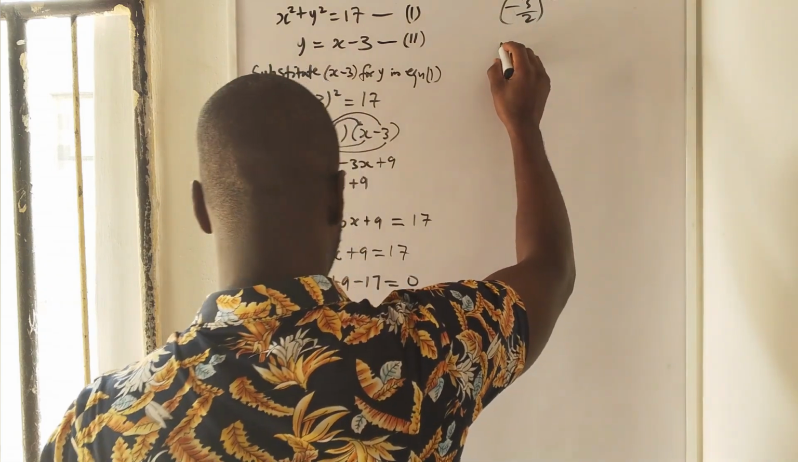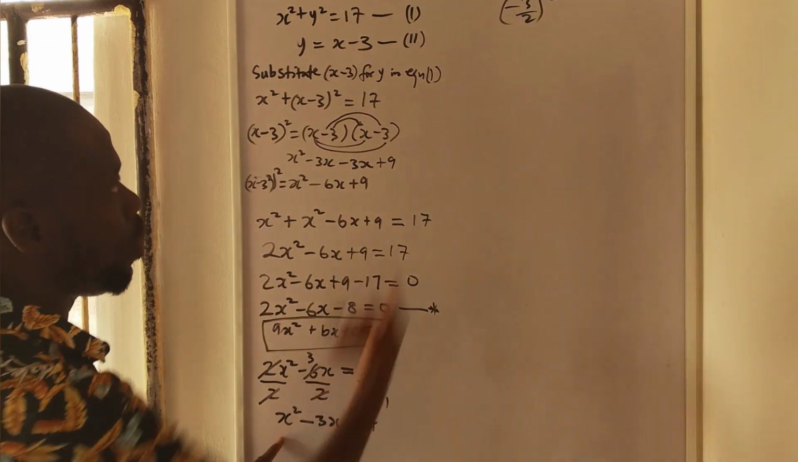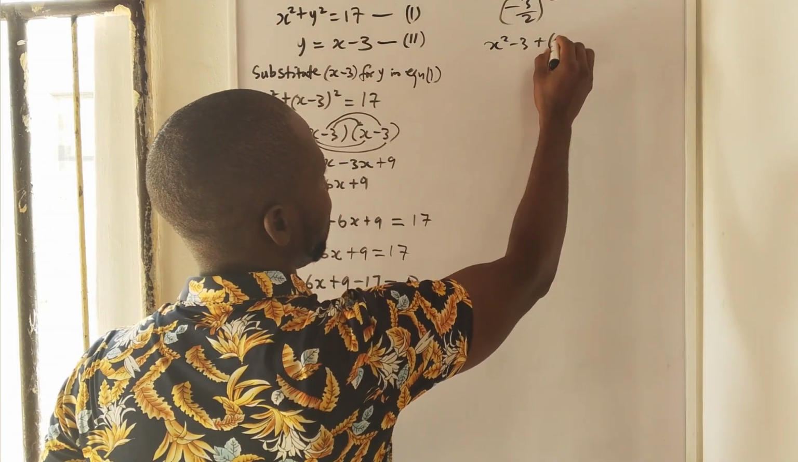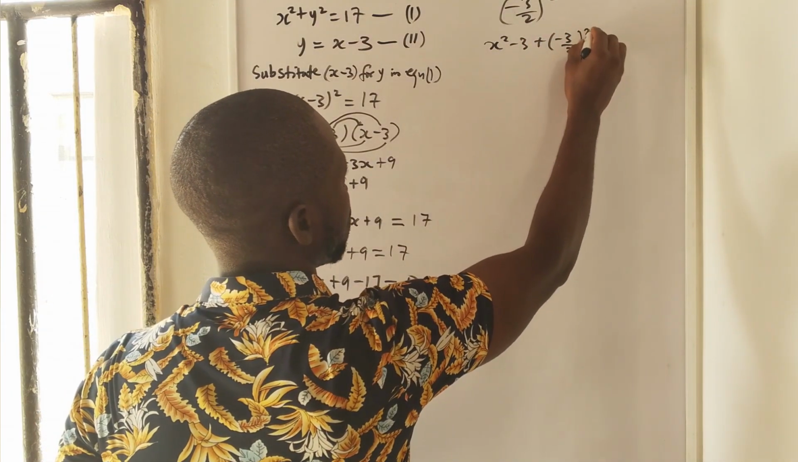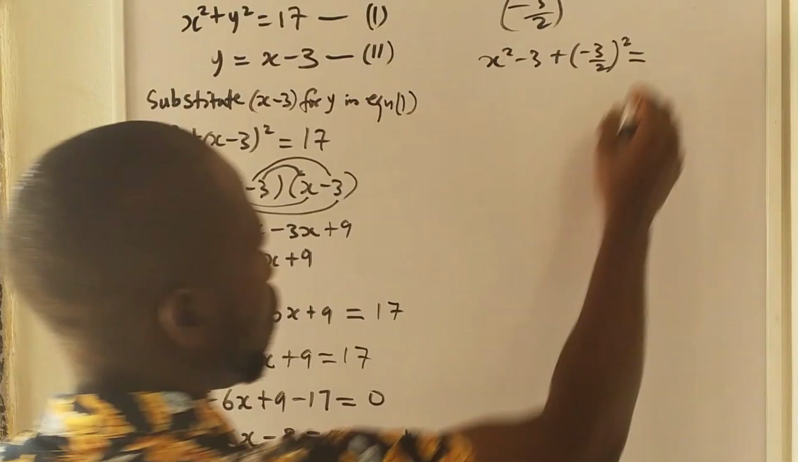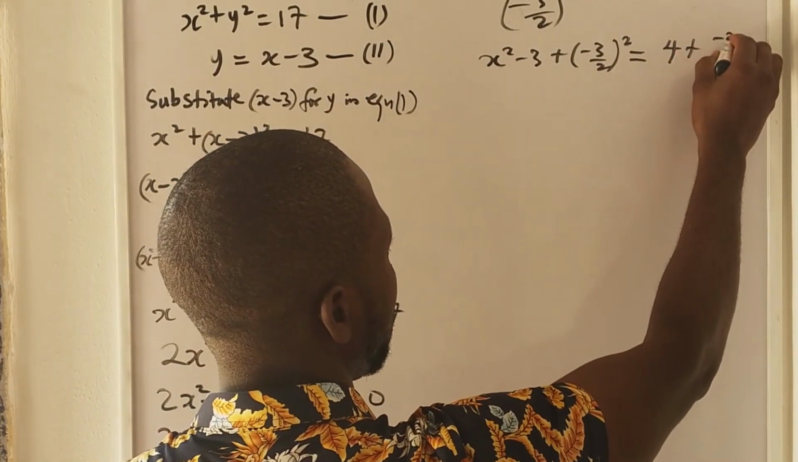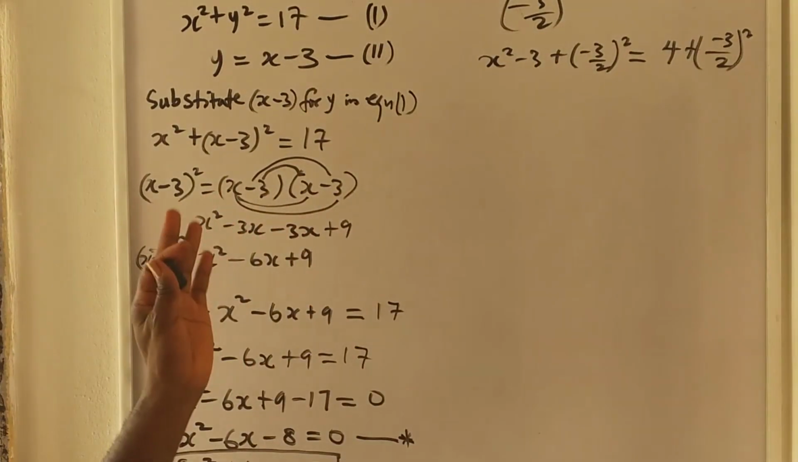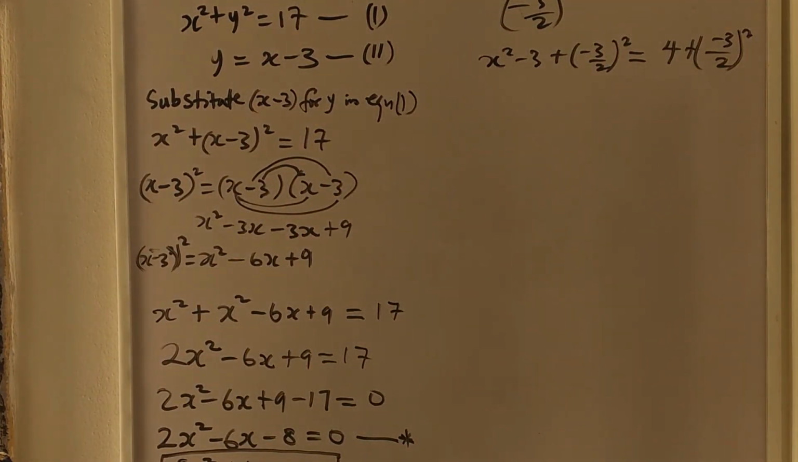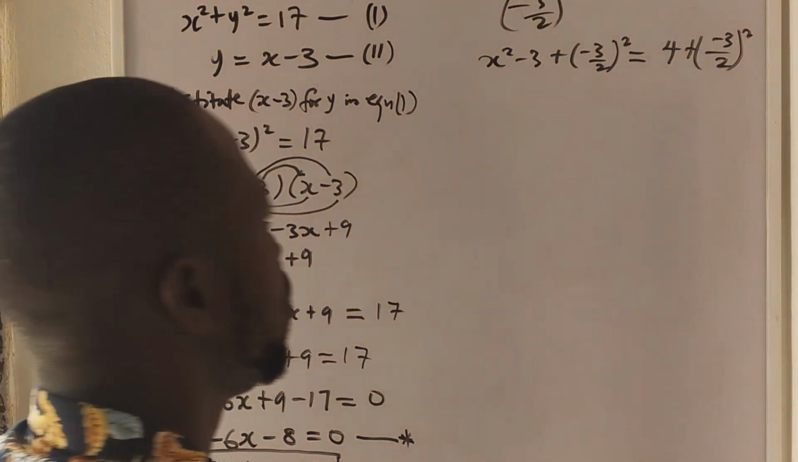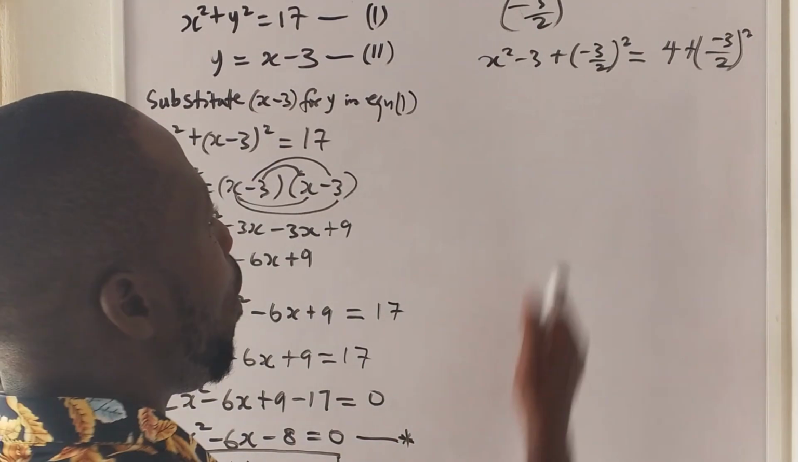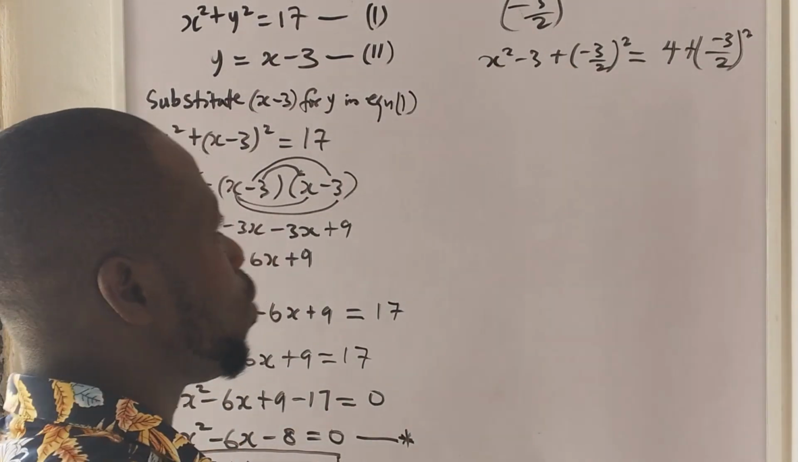It means you're going to be having x squared minus 3x plus minus 3 over 2 squared is equal to 4 plus minus 3 over 2 squared. Remember, whatever you do to the left hand side, you do to the right hand side, so you are still being fair. The equation still remains balanced. All right, so by doing this, when you open this bracket, this is what you're going to be having.